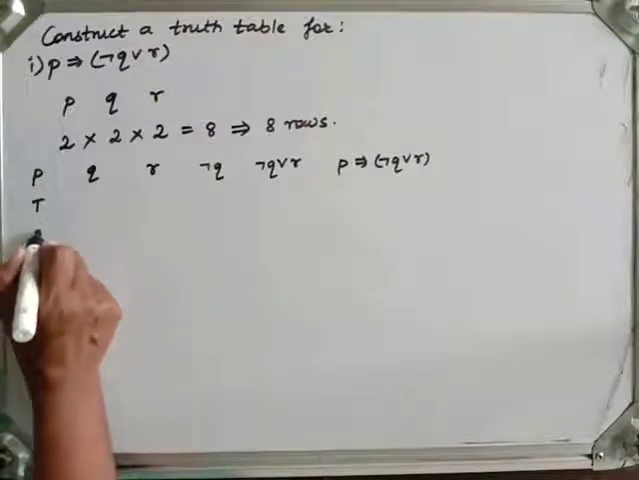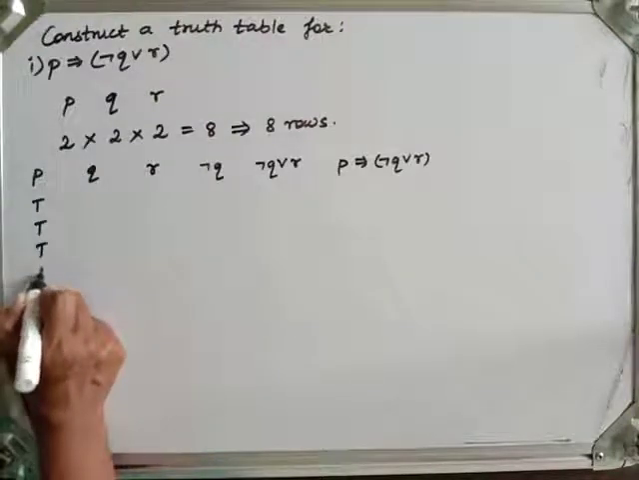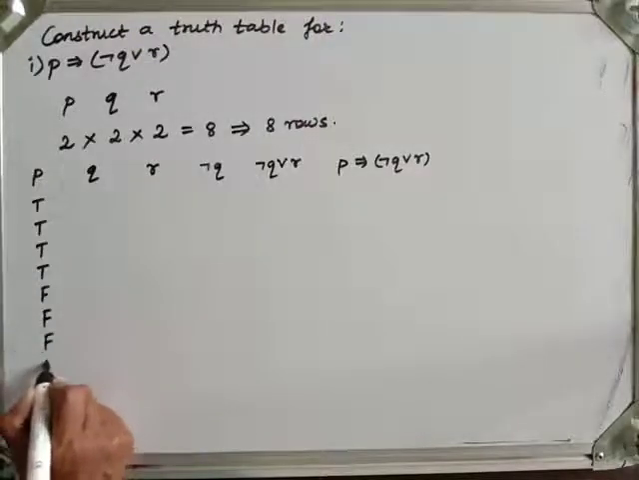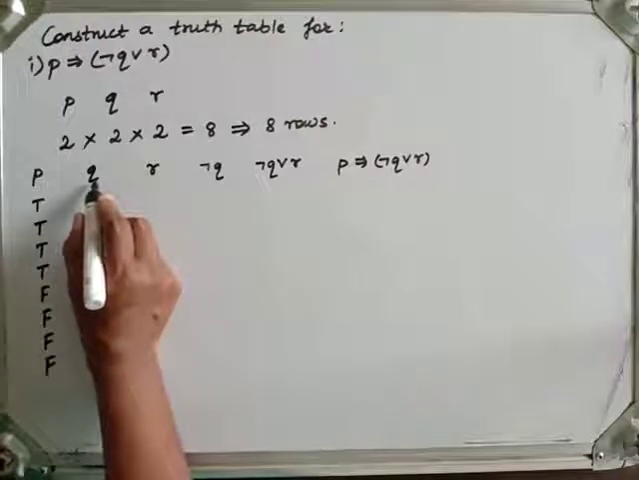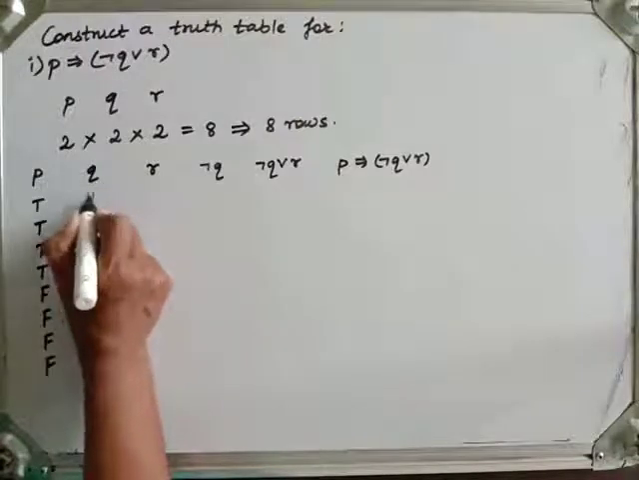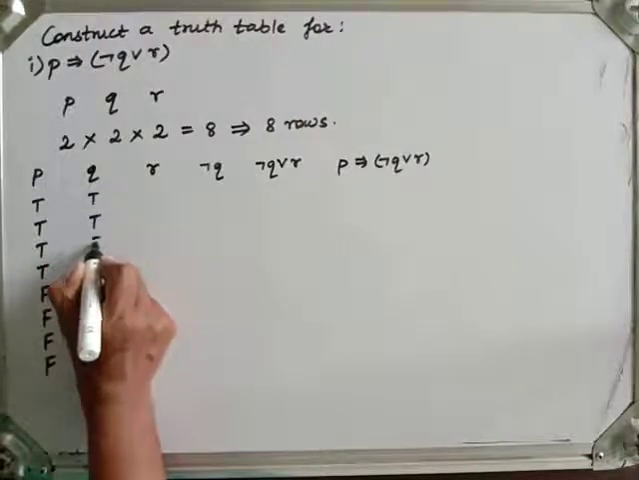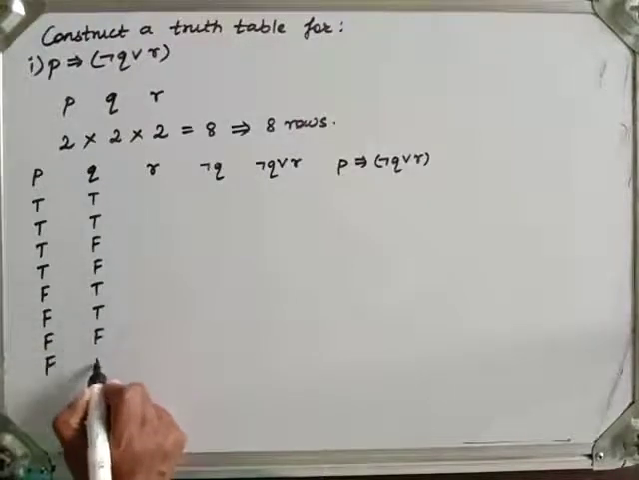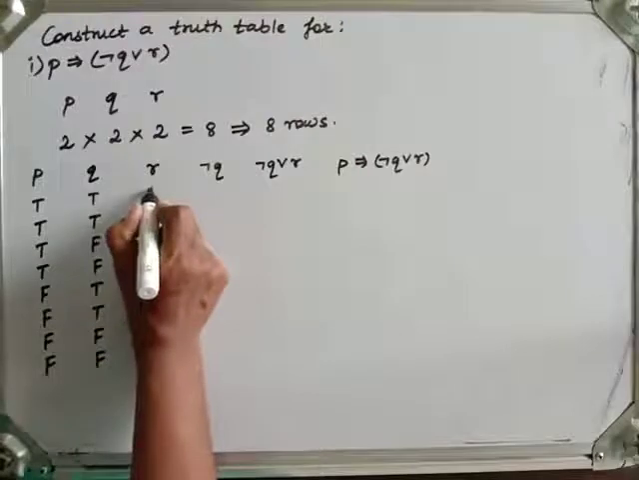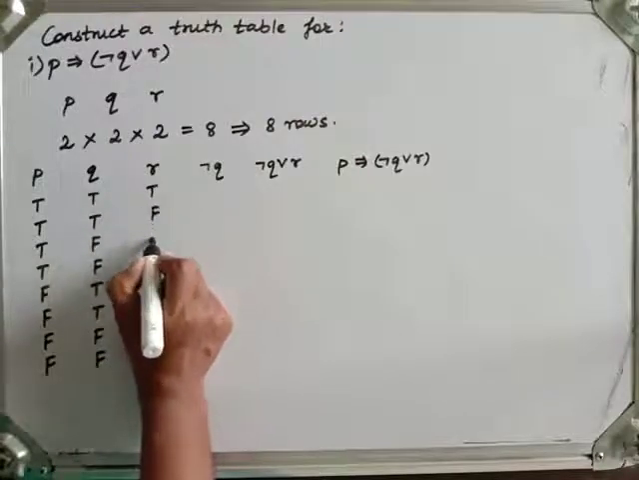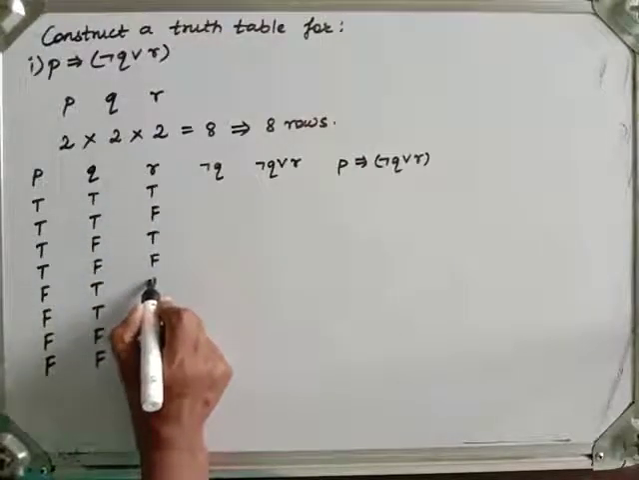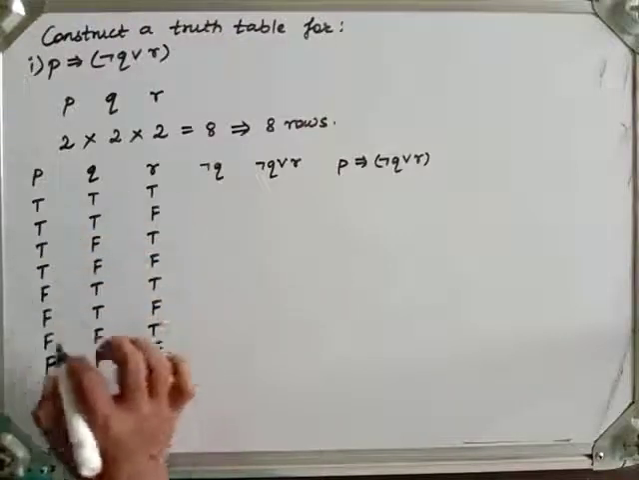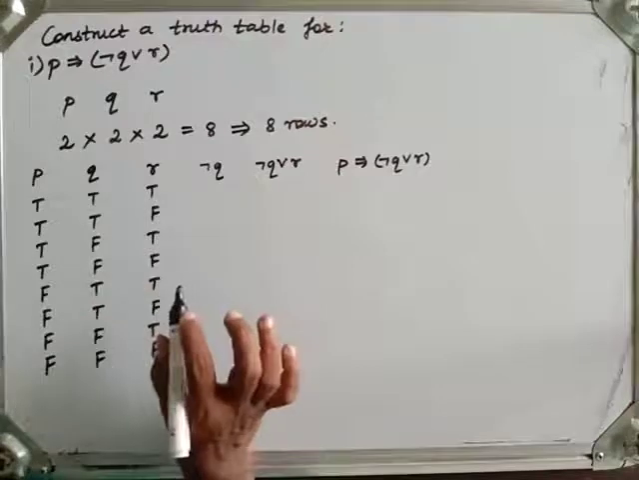So for P, let me write true 4 times, and similarly false 4 times. Then for Q I will write true, true, false, false, again true, true, false, false. And for R we will write true, false, true, false, true, false, true, false. As such, all the 8 possibilities are taken here.